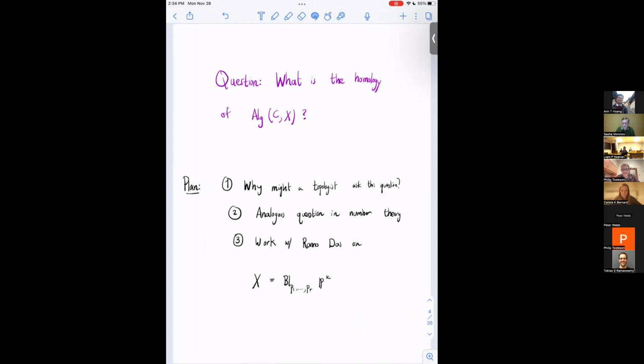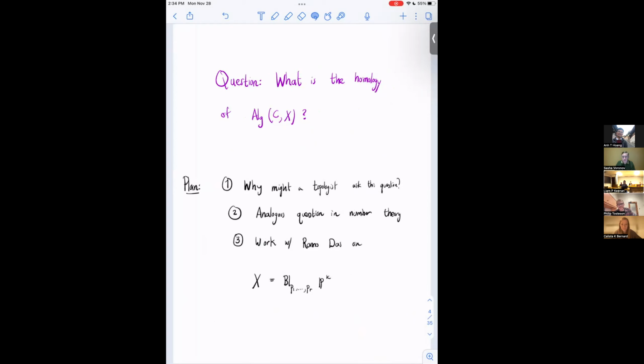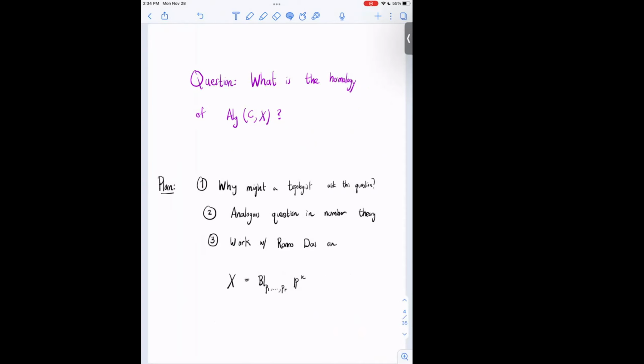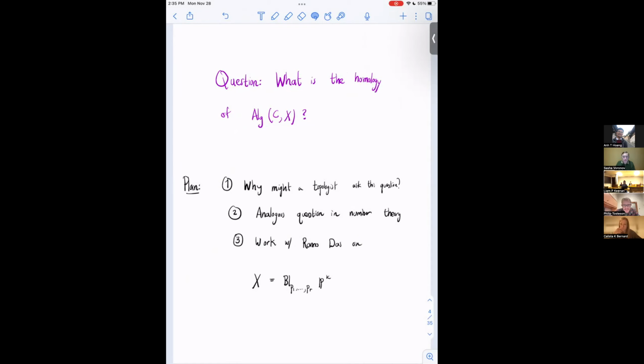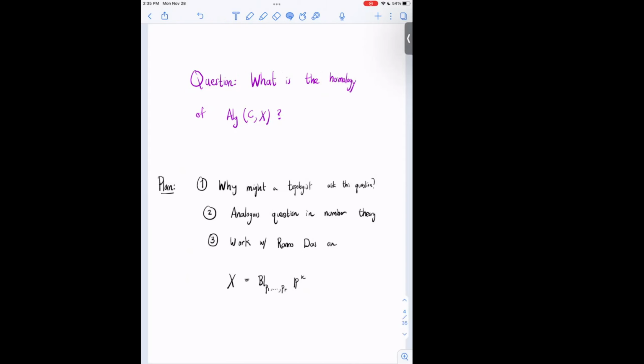It's not a question I'm going to answer in general, but I want to motivate it. It's a question from algebraic geometry, and also a question from algebraic topology. So the plan for the talk is, first, I want to say why a homotopy theorist or a topologist might want to ask this question. Then I'm going to talk about an analogous question in number theory. And then I'll talk about specific things that I've done with Ronno Das, which considers a very special case, the case where X is a blowup of projective space at a number of points.